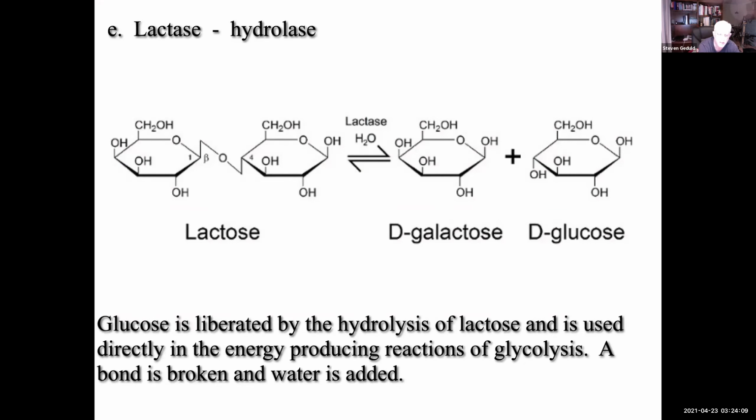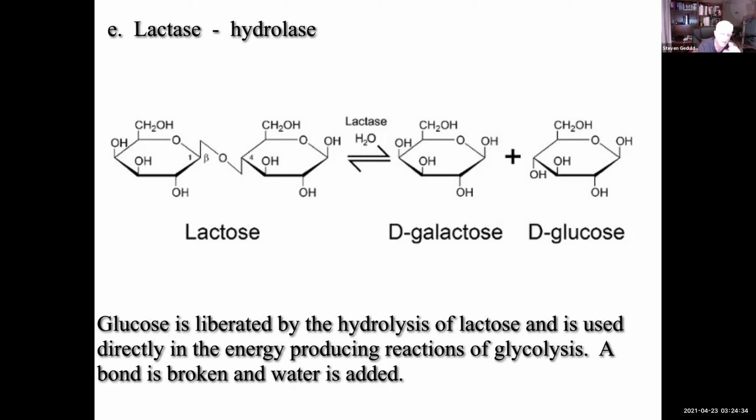Lactase is a hydrolase. So you have lactose goes to D-galactose and D-glucose. When you look at it, you see the bond that's being broken. So glucose is liberated by the hydrolysis of lactose. So you're adding water across that dimonomer bond in there.